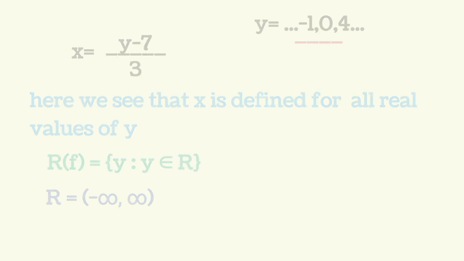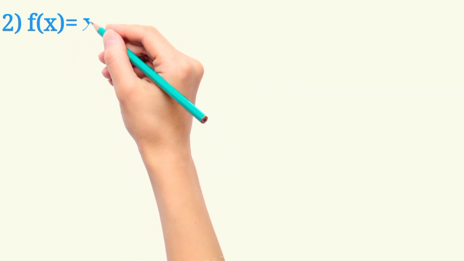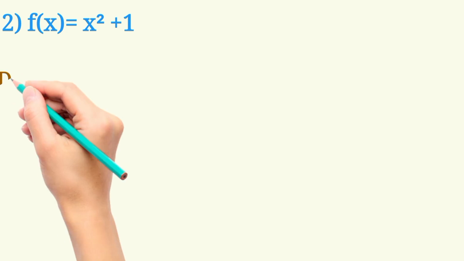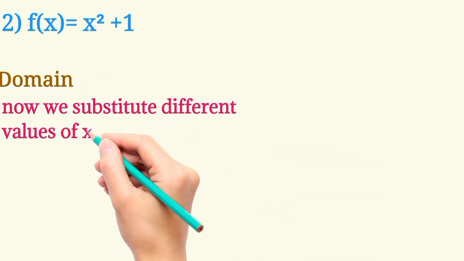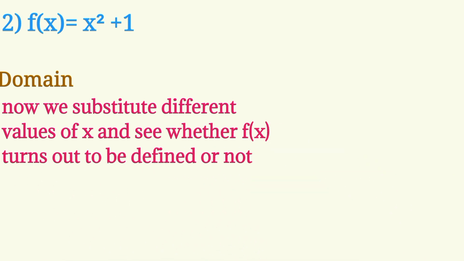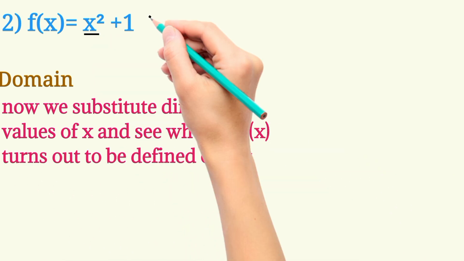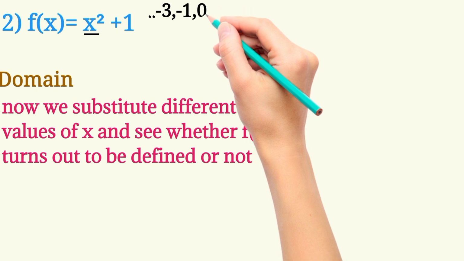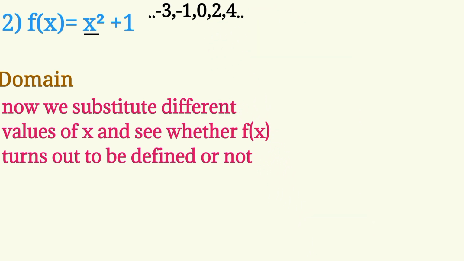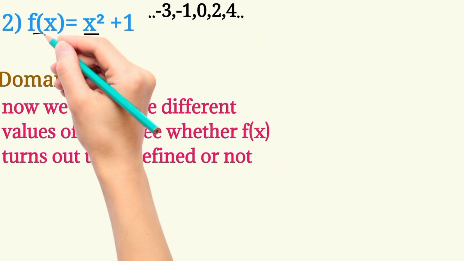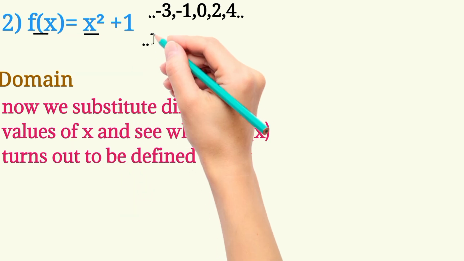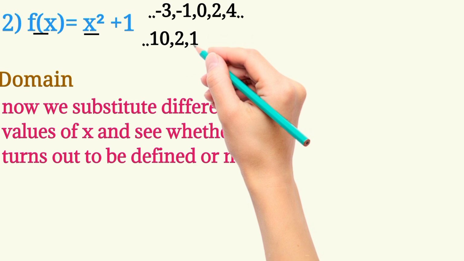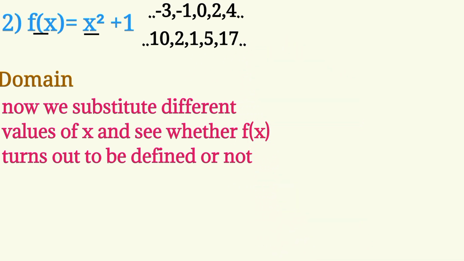y such that y belongs to R, or R is (-infinity, infinity). Now let us take the second question, which is f(x) = x² + 1. Now for domain, we will substitute different values of x and see whether f(x) is defined or not. So here we will substitute x = -3, -1, 0, 2 and so on, any number, and f(x) will be, for -3 it will be 10, and for -1 it will be 2, for 0 it is 1 and so on. So it is clearly defined for all values of x.